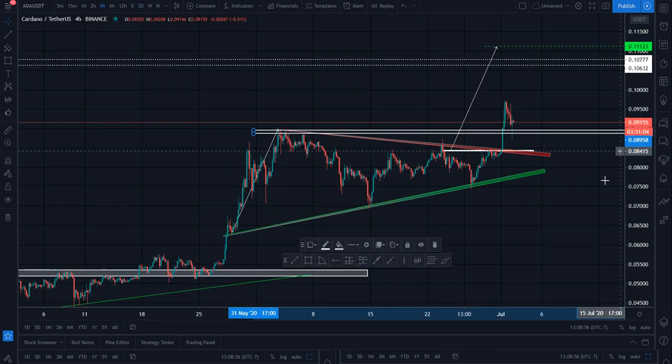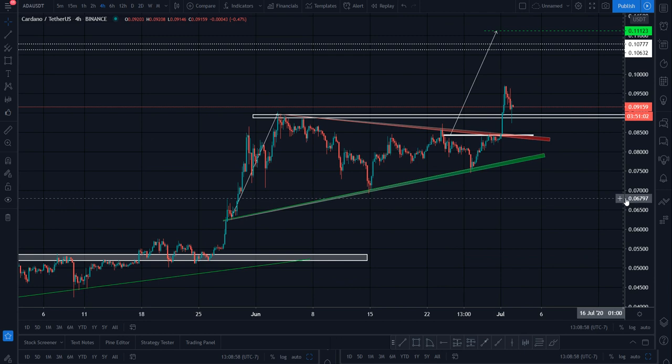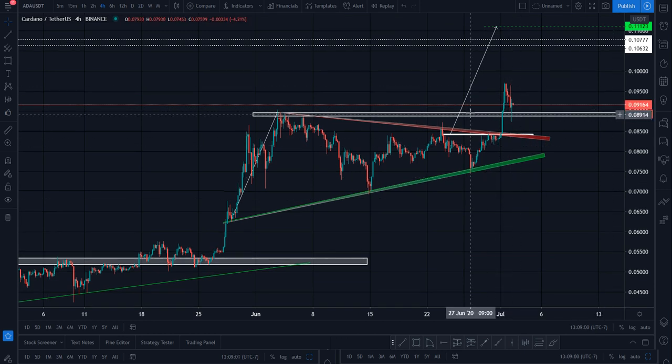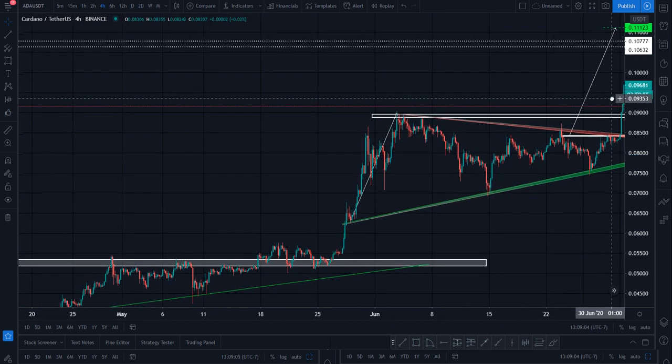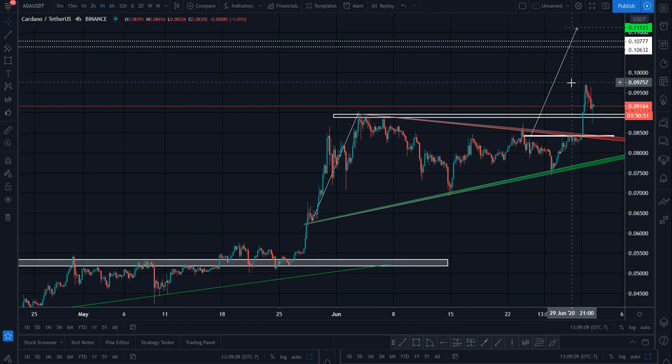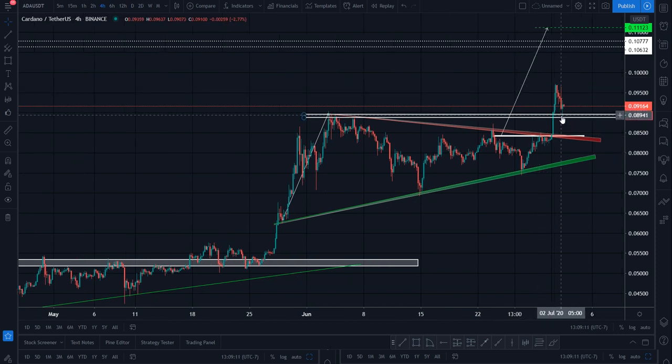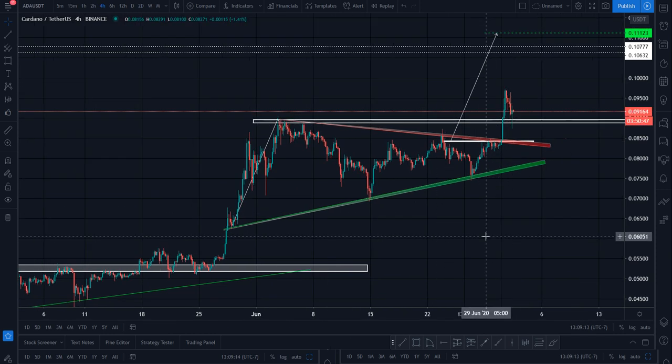And then ADA, which is the alt that we looked at yesterday, really, really nice rejection. We were initially looking at that rejection when price was just at the top there, and I just said I'm going to wait it out. I don't need to enter. There's no FOMO needed here. It came back perfectly to retest this zone, so that worked out awesome.